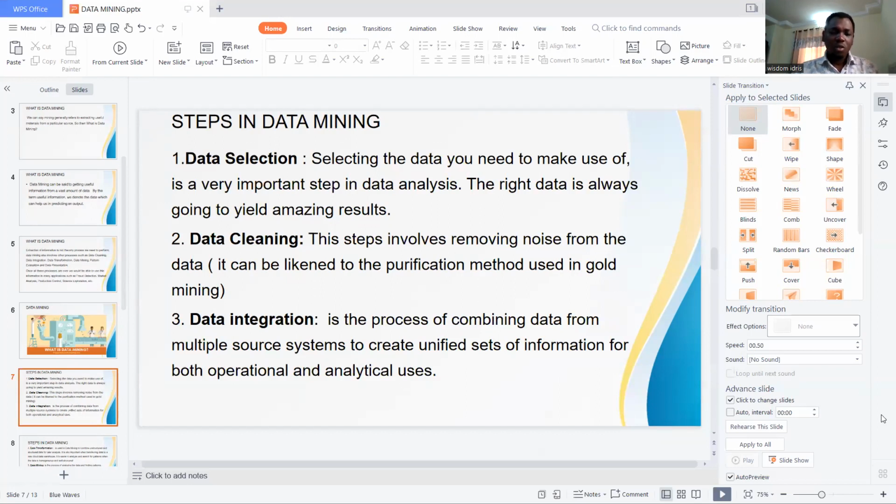So the next thing is data integration. So what is data integration? So you want to combine data from multiple sources to create unified sets of information for both operational and analytical uses. So let's play around that already. So at times you need multiple information.